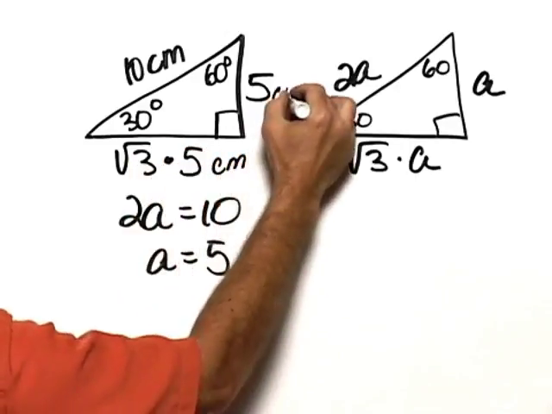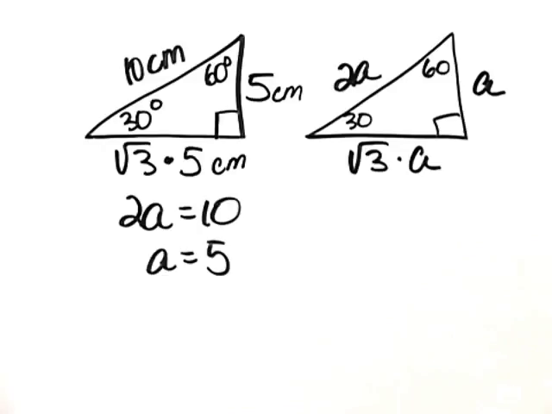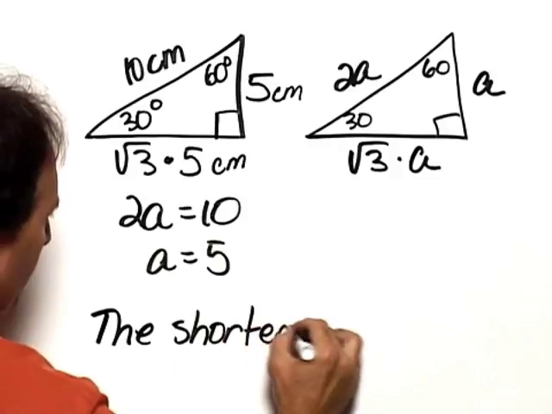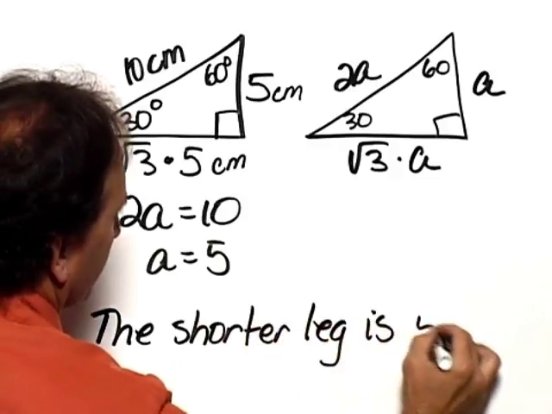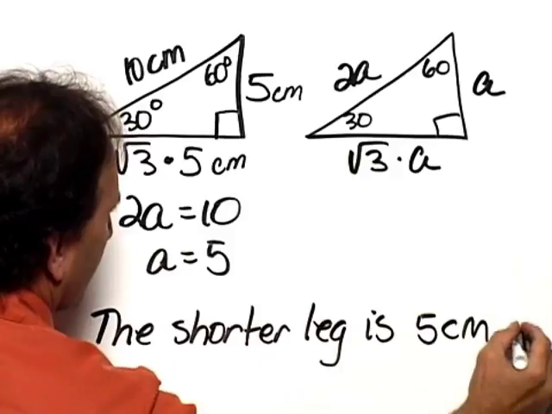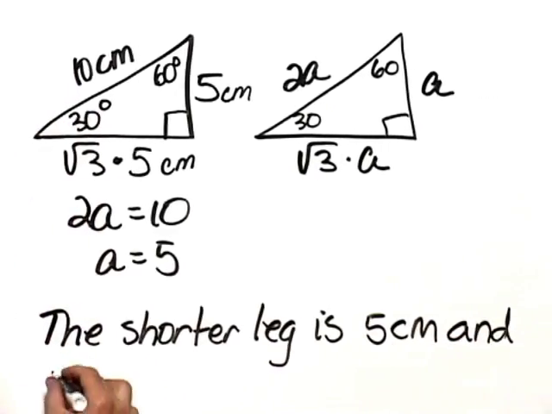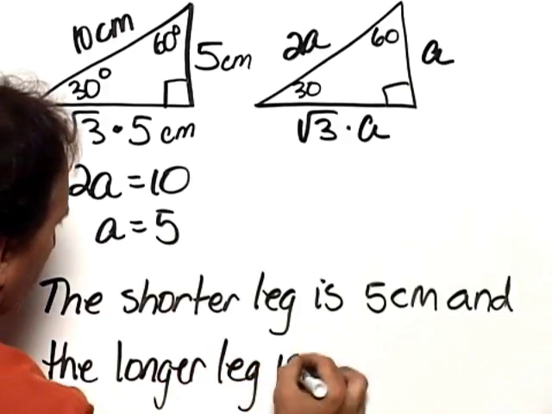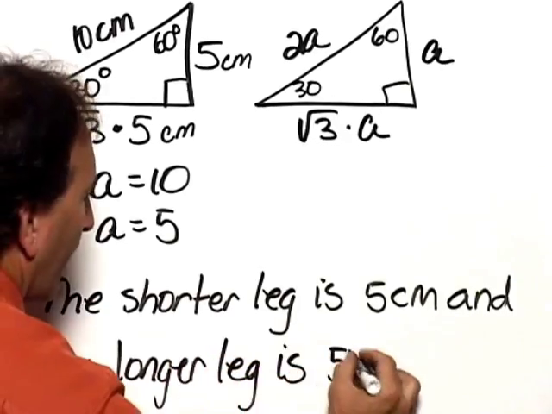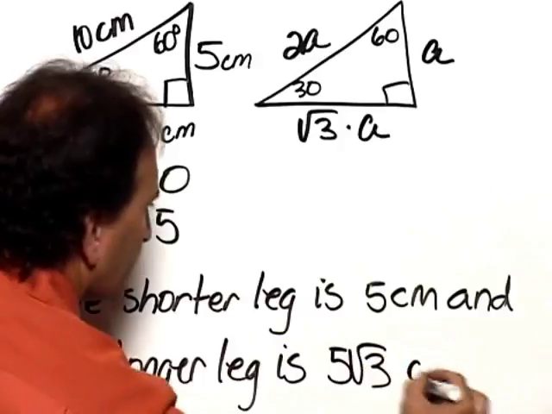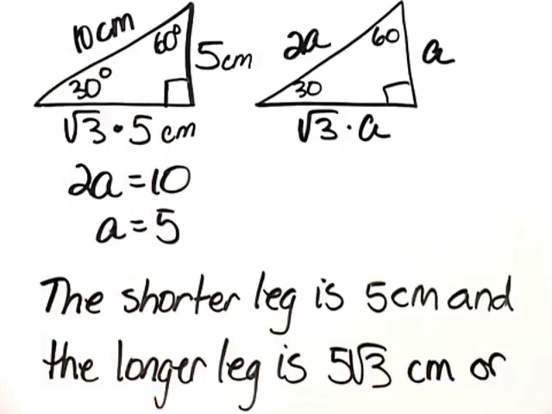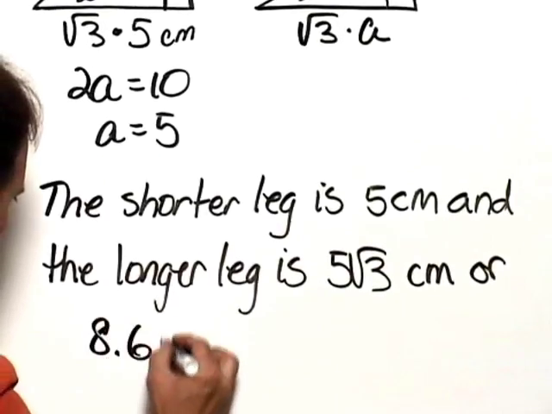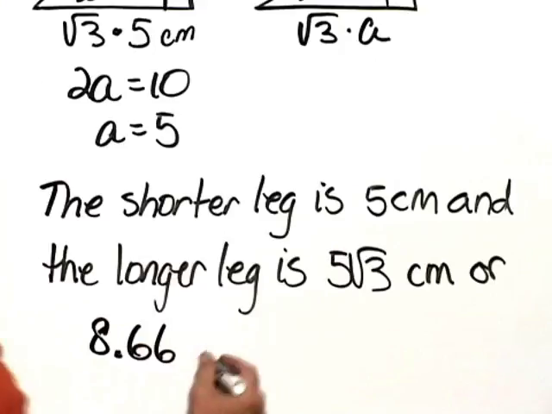Centimeters. And so now we can write that the shorter leg is 5 centimeters and the longer leg is exactly 5 times the square root of 3 centimeters, or in terms of our approximation, it is going to be equal to 8.66 centimeters.